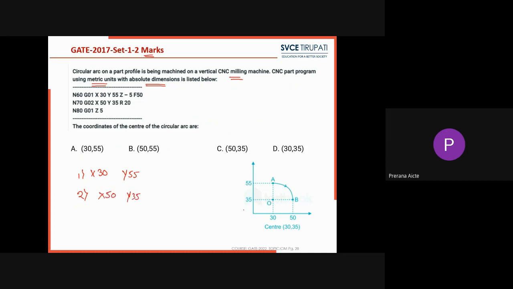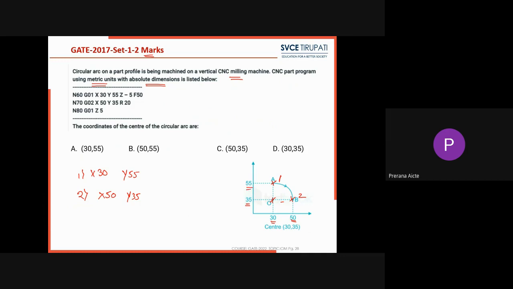So for the first point it is x 30 and y 55. That means this is the first point, x 30, y 55. Then for the second point it is x 50, y 35.